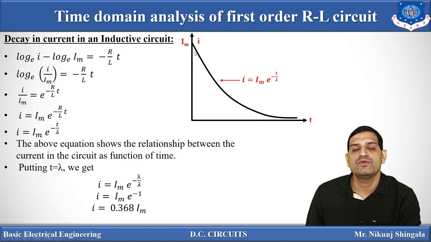At the time when the switch was thrown to position 2, the current was maximum, that is Im. After t is equal to lambda, the current reduces to 0.368 times its maximum initial value. So in this case, we can define time constant as the time during which inductor current reduces to 36.8% of its initial maximum value during the decaying process.